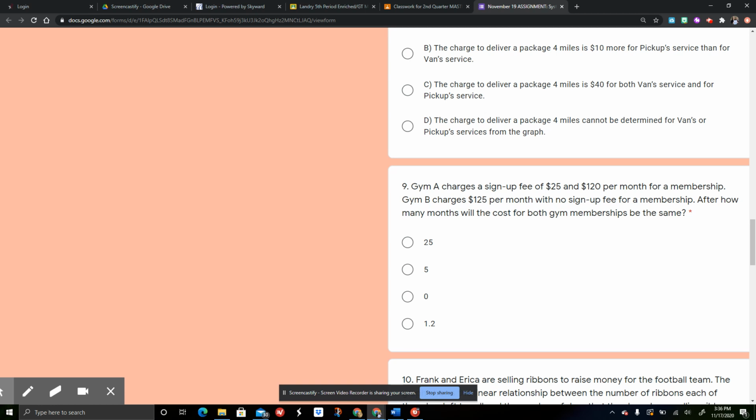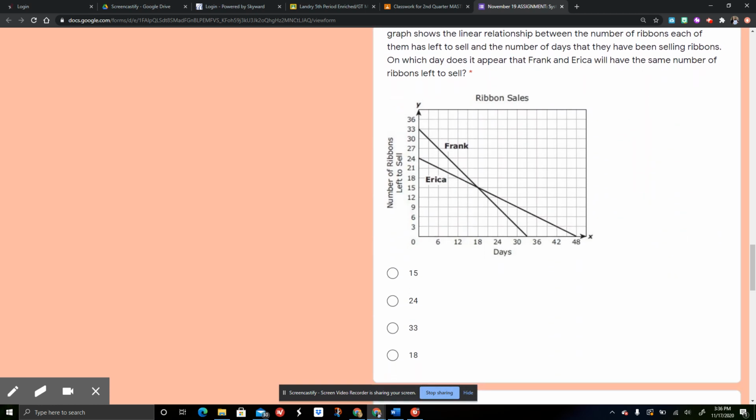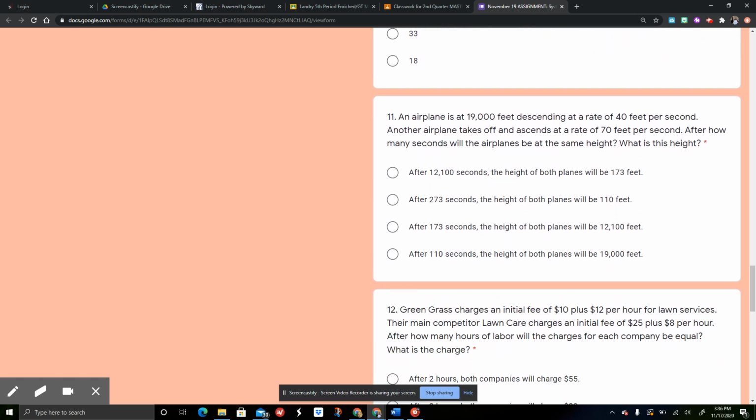Okay, I'm going to go a little bit further down to number 11. Number 11 says an airplane is at 19,000 feet, descending at a rate of 40 feet per second. Another airplane takes off and ascends at a rate of 70 feet per second. After how many seconds will the airplanes be at the same height? What is this height? So it's important that we know one airplane is at 19,000 feet. So the starting point is 19,000.